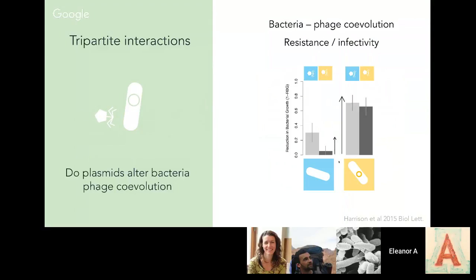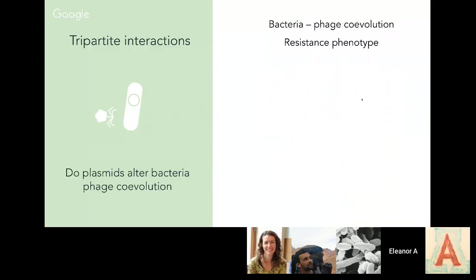What's nice, though, is that we can also see the kind of knock-on impacts this has for the phages. So while in our plasmid-containing treatment the phages are just rubbish, they're no good at all, in the plasmid-free treatment, phages taken from that same plasmid-free treatment were much more infective than phages from the plasmid-containing treatment. So obviously there's not a lot of selection to be a good infective agent when your host is very wimpy.